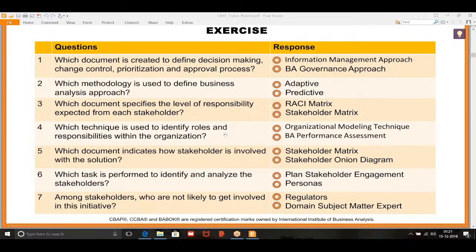Which technique is used to identify roles and responsibilities within the organization? I said the organizational modeling technique. That's pretty straightforward, but great. Which document indicates how a stakeholder is involved with the solution? So this one I wasn't too sure, but I want to say it's probably the matrix.